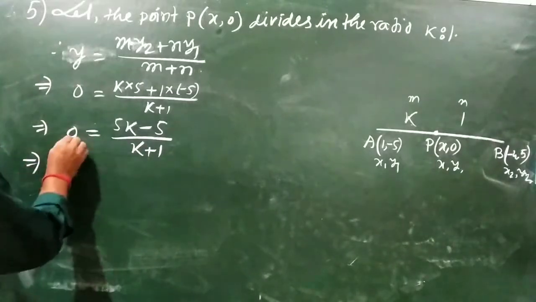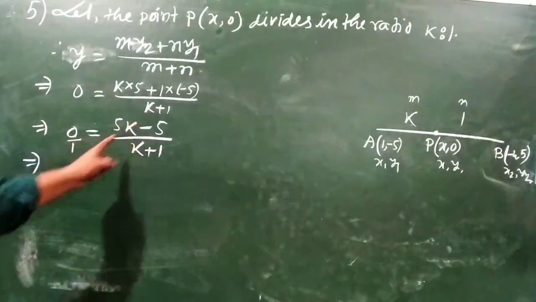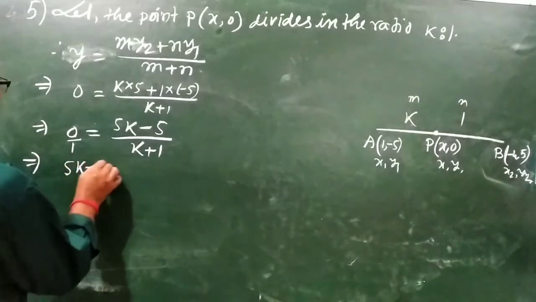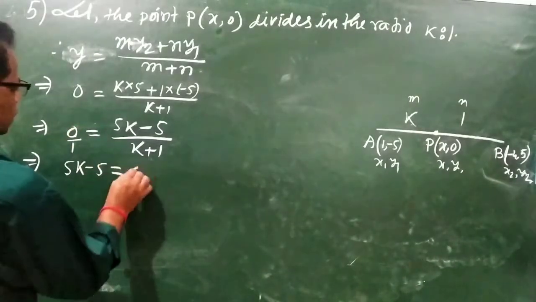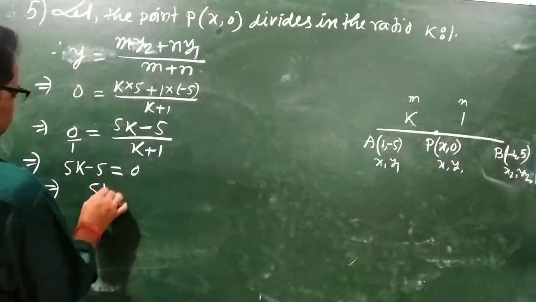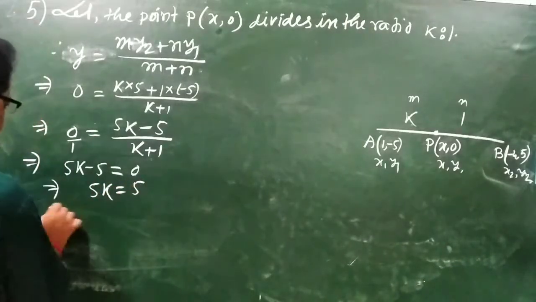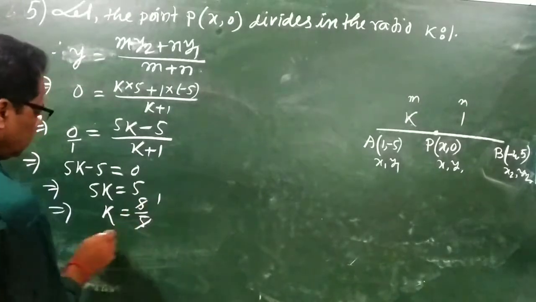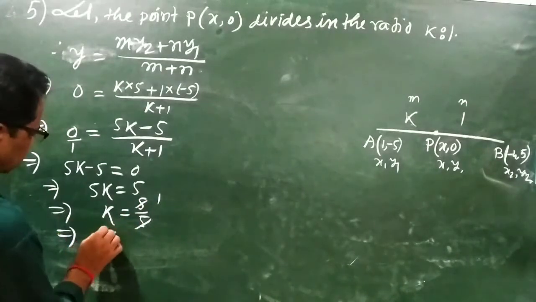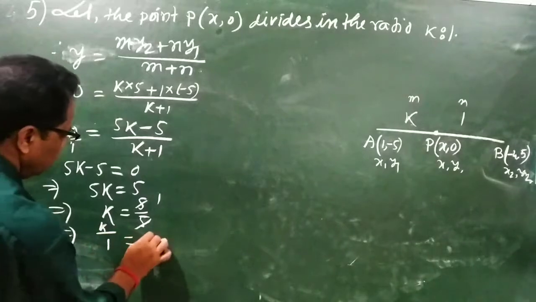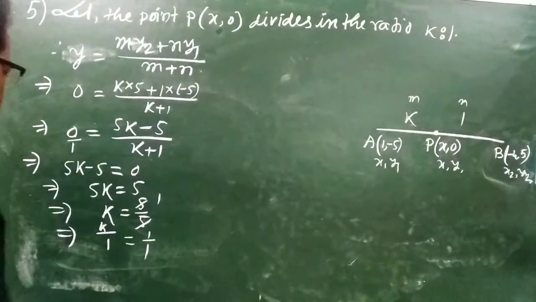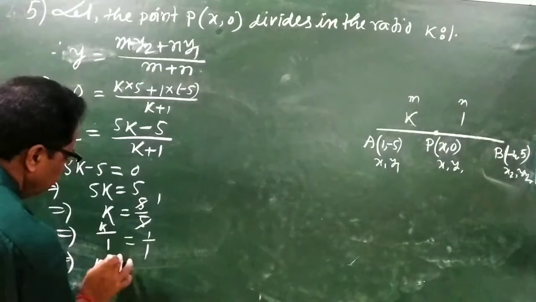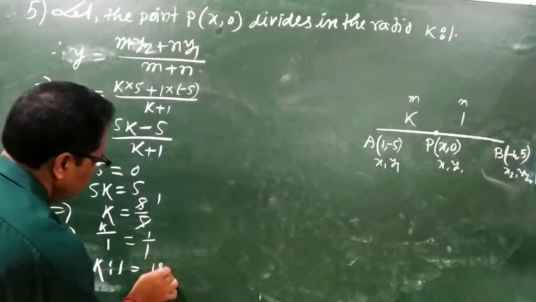So 0 can be written as 0 by 1. Now we will multiply crosswise. Then if you multiply by 1, this is 5k minus 5 is equal to 0 into something, which is 0. Therefore, 5k is equal to 5. The value of k is equal to 5 by 5, which is 1. Then k can be written as k by 1, and 1 can also be written as 1 by 1. Therefore, the ratio k is to 1 is equal to 1 is to 1.